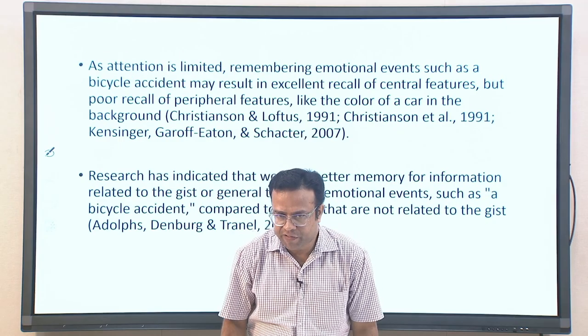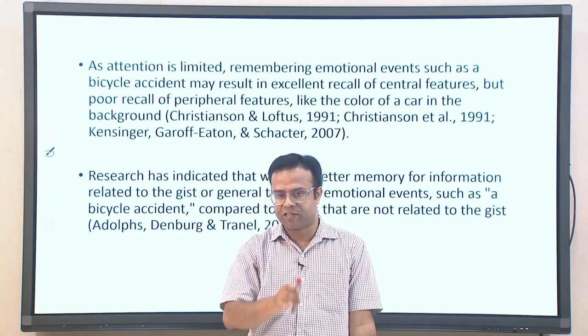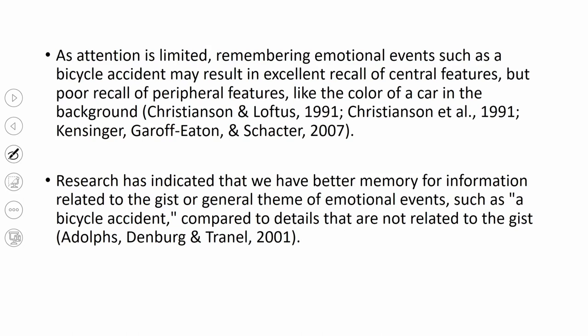So, as our attention is very limited, remembering emotional events such as the bicycle accident that we have discussed may result in excellent recall of only central features, and we are likely to poorly recall the peripheral features. Let us say, something has happened, and in the background, what was the color of the car and how many people were there, and so on. All these peripheral things generally get diminished in terms of remembering.